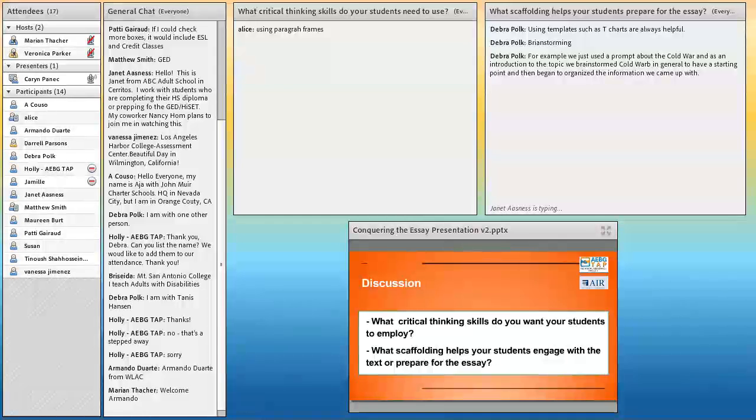Deborah says, for example, we just used a prompt about the Cold War. And as an introduction to the topic, we brainstormed Cold War in general to have a starting point and then began to organize the information we came up with. Great. So that sounds great. And also, yes, helping determine what do we already know and what are we looking to find out more.